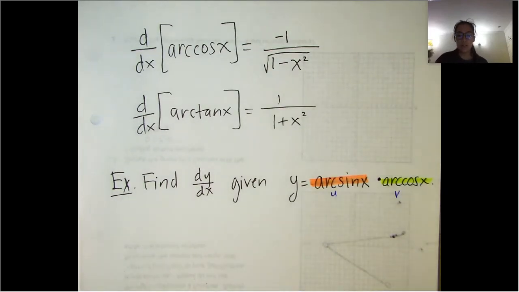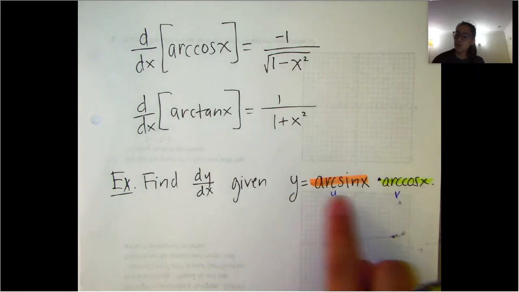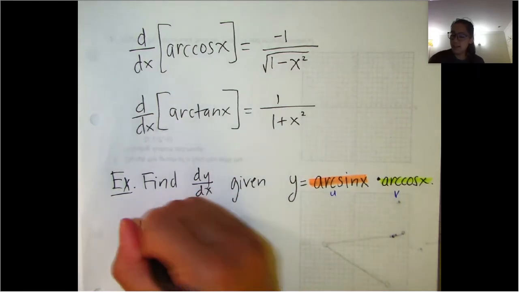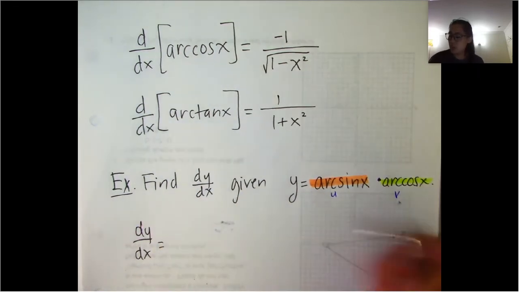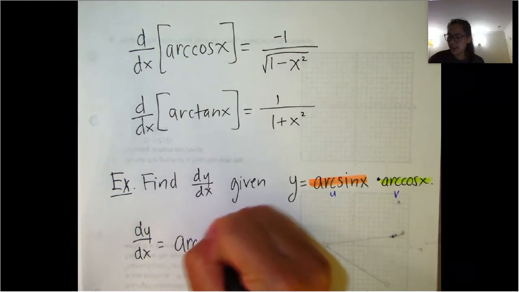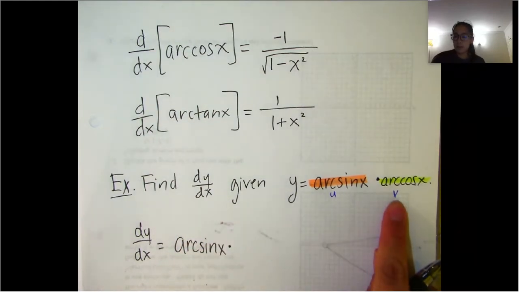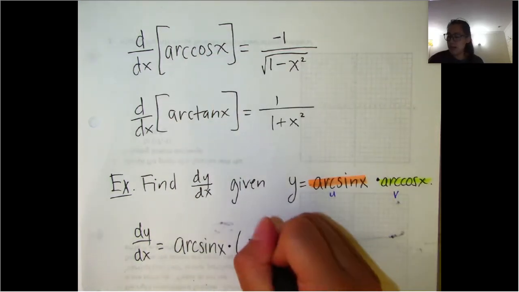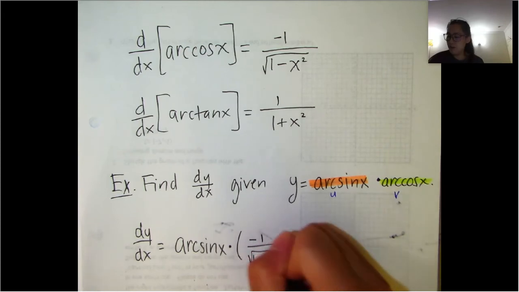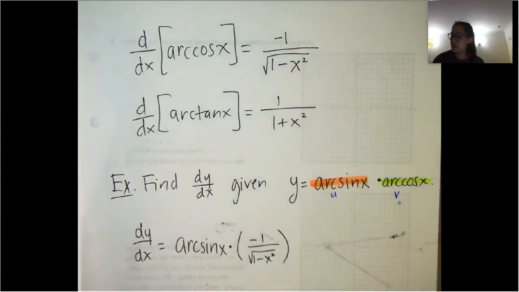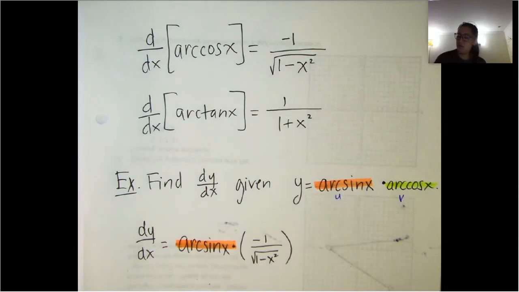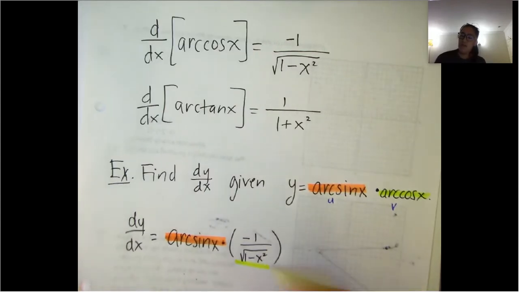So we'll start by doing u v prime. So u we leave as is. So dy dx equals, and then u is arcsine of x times v prime. So the derivative of arccosine of x, which is written up here, so that'll be -1 over square root of 1 minus x squared. So this was u. This was v prime.